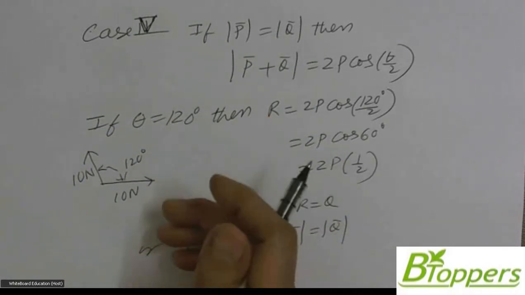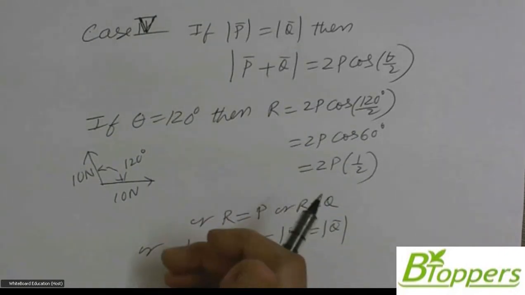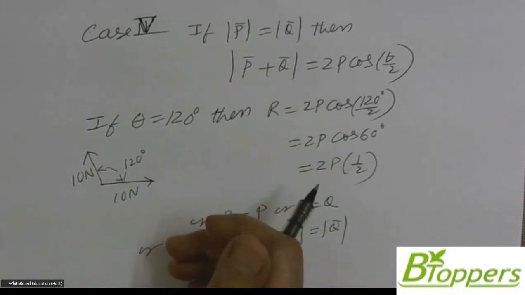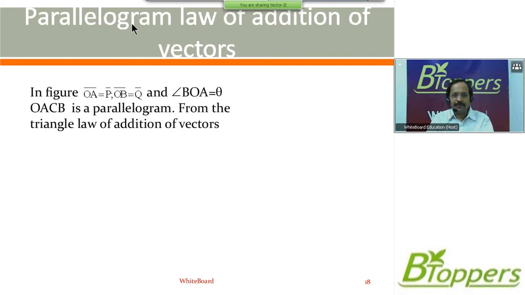Now I would like to revise all the discussion I have done so far about the parallelogram law of addition of vectors. In the figure, the directed line segment OA bar represents the vector P bar. The directed line segment OB bar represents the vector Q bar. And the angle BOA equals theta.